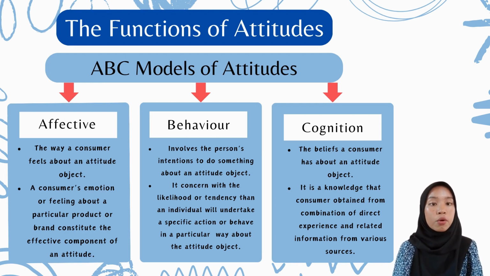Secondly, the behavior component of attitude. This involves the person's intentions to do something about an attitude object. It concerns the likelihood or tendency that an individual will undertake a specific action or behave in a particular way about the attitude object. Lastly, the cognition component of attitude. Under this, they believe a consumer has about an attitude object. It is knowledge that consumers obtain from a combination of direct experience and related information from various sources.